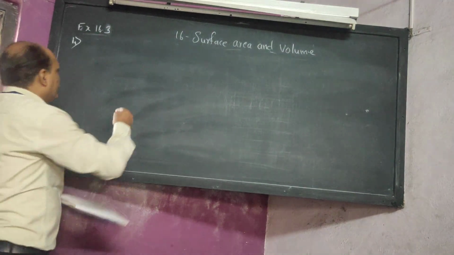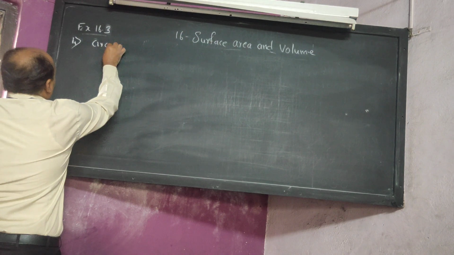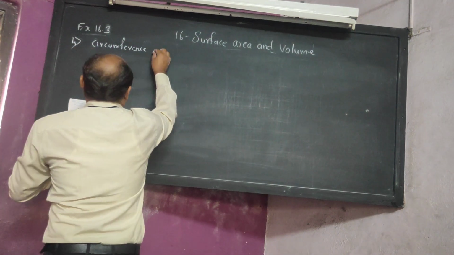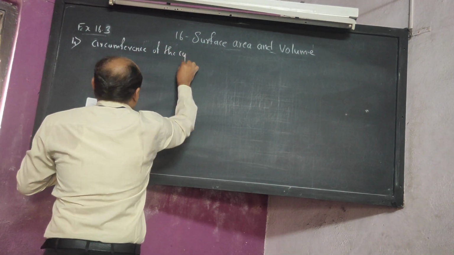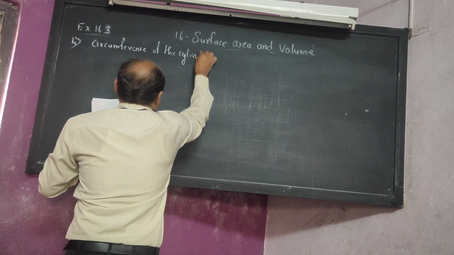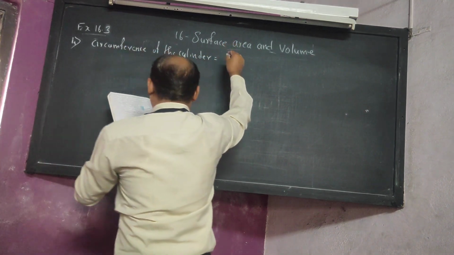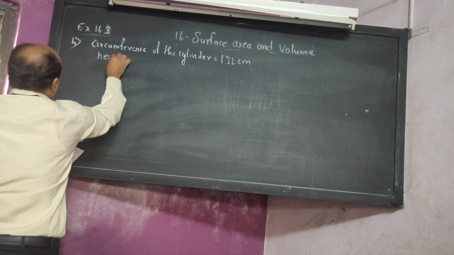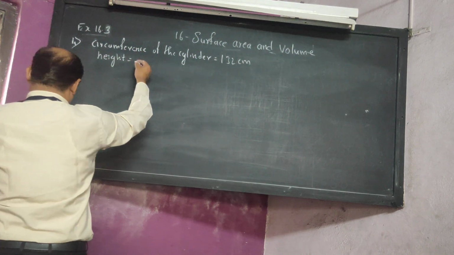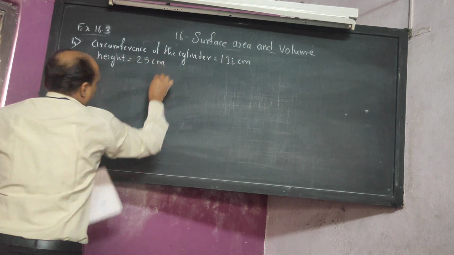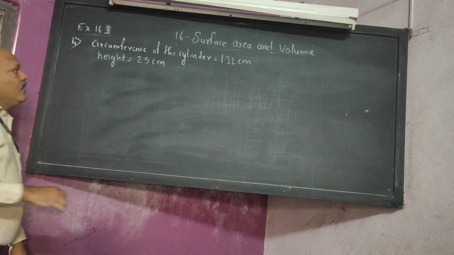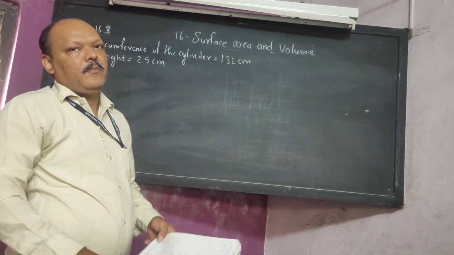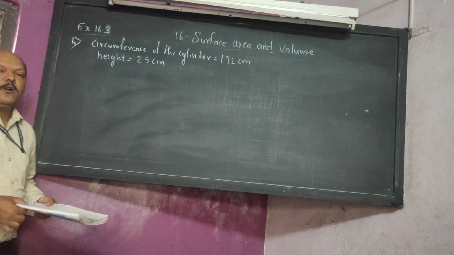So your circumference of the cylinder is given to you, 132 centimeter. Height is given to you, 25 centimeter. We had already learned the formula for the circumference of a cylinder. The circumference formula is 2 pi r. What is the formula? 2 pi r. From that formula we will find the radius.